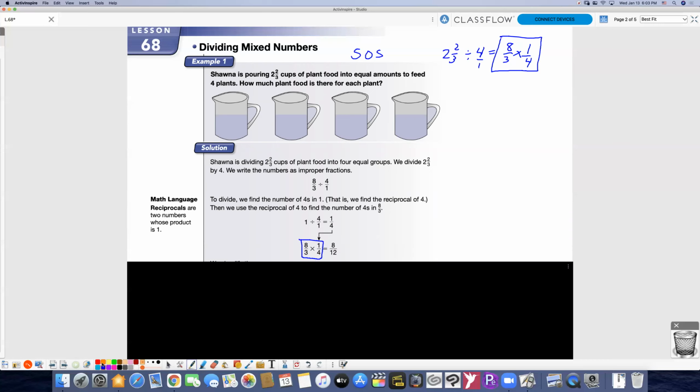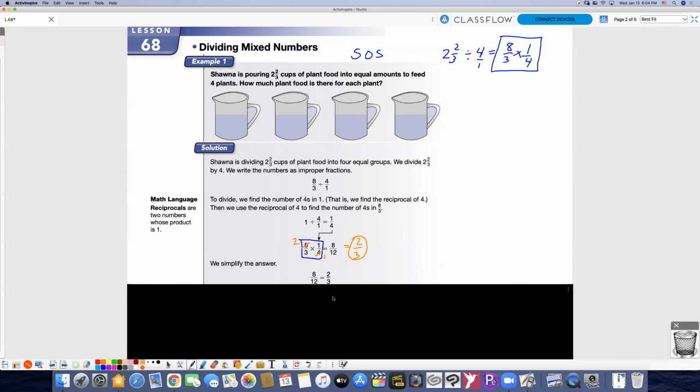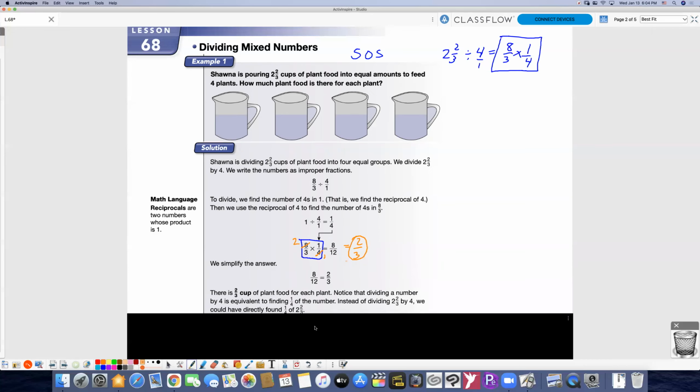You could do what I like to do when I see these kinds of things, this relationship here. 8 divided by 4 is the same as 2 over 1, and 2 times 1 would be 2, and 3 times 1 would be 3. You see, we'd end up with a reduced fraction already. So that's what we're looking at right there. So once you simplify the answer, you'd see that you have 2/3 cups for each plant.